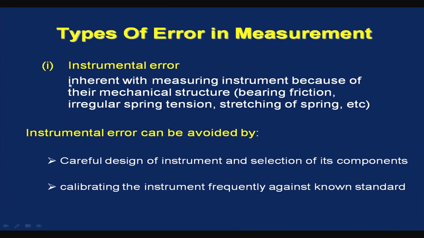So, instrumental error is inherent with the measuring instrument because of their mechanical structure such as bearing, friction, irregular spring tension, stretching of spring, etc. And the best way to avoid instrumental error will be the careful design of the instrument and proper selection of the components of the instrument.